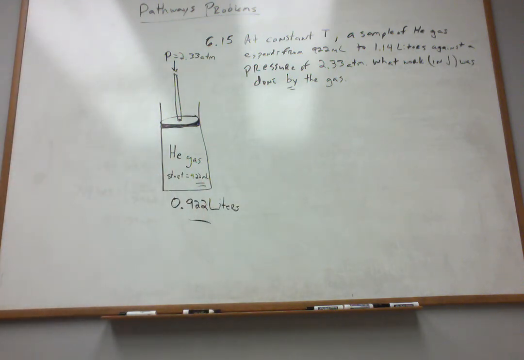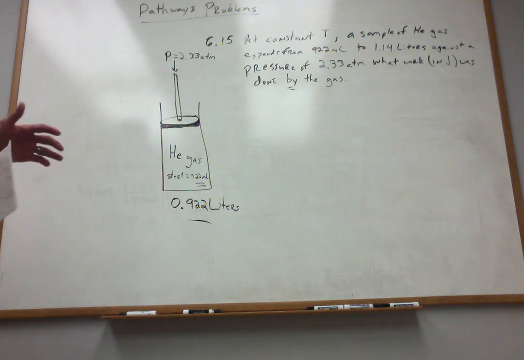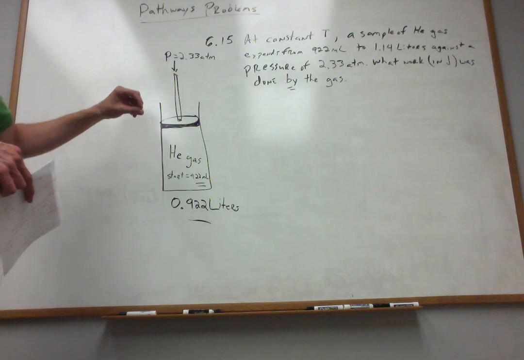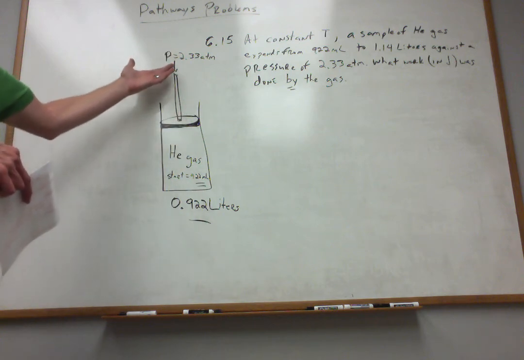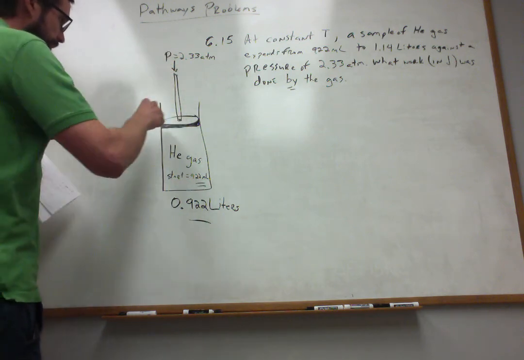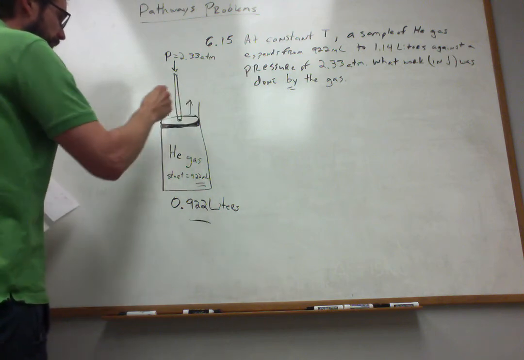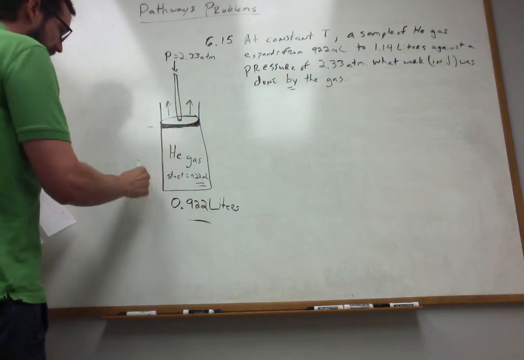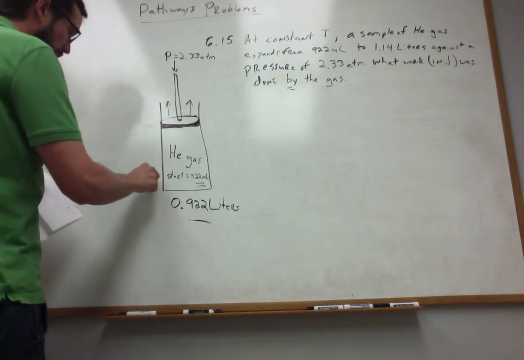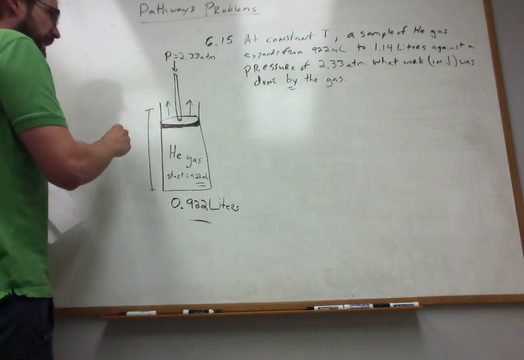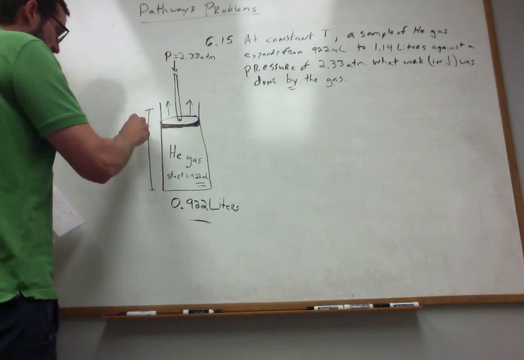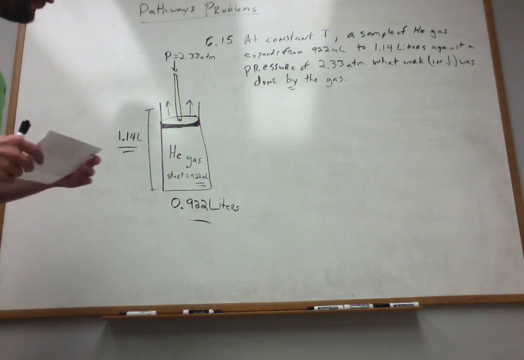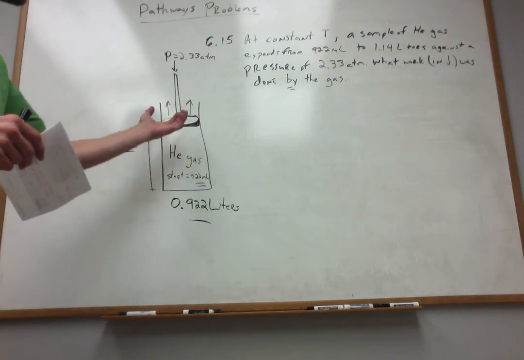That's our original volume. Now what we're going to do is allow this gas to expand in volume and push this piston up. Now that doesn't come free. We have to do work. Once the volume expands, the final volume will be larger, at 1.14 liters. Now, as I mentioned, this piston doesn't move freely. It has to push against something.